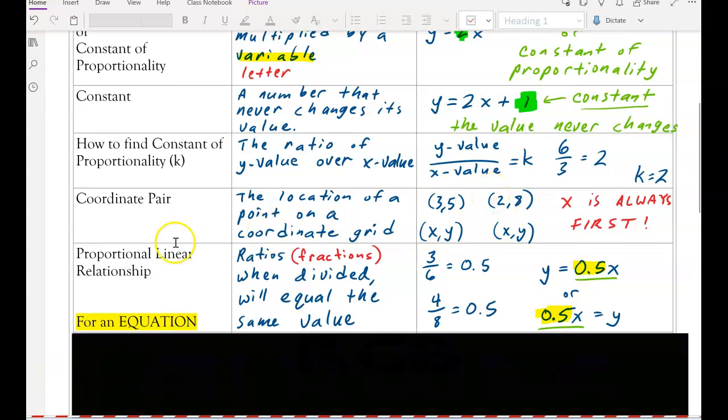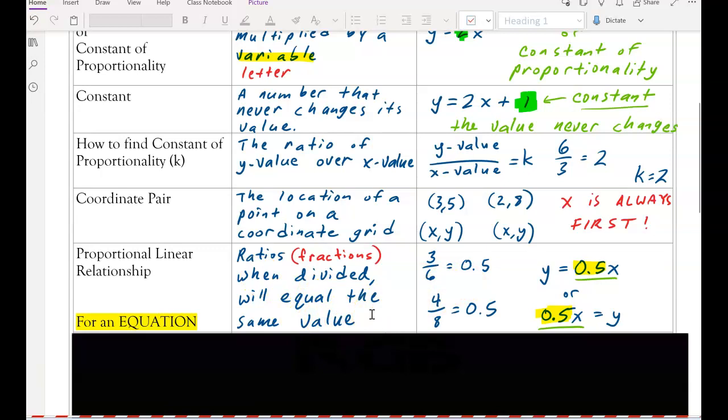Now, you can always tell when you have a proportional linear relationship in 3 different ways. The word linear comes from the word line, so it's going to be traveling in a straight line, and it's a relationship between 2 values, the y and the x. How do you find if you have a proportional linear relationship? Well, it's when you take these ratios and divide. Ratios, or fractions, when divided, will equal the same amount every time for every xy pair.